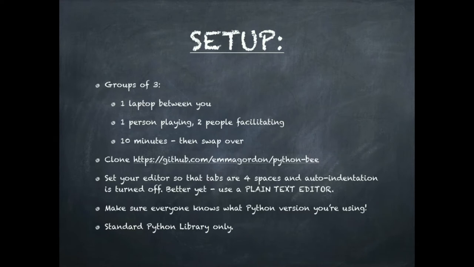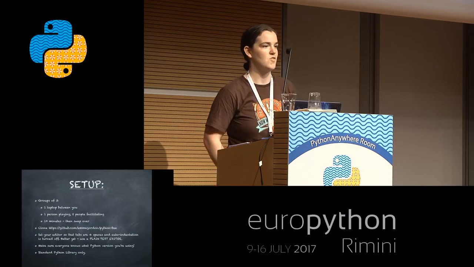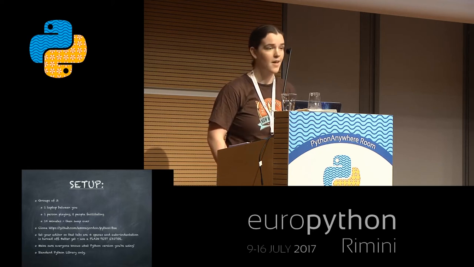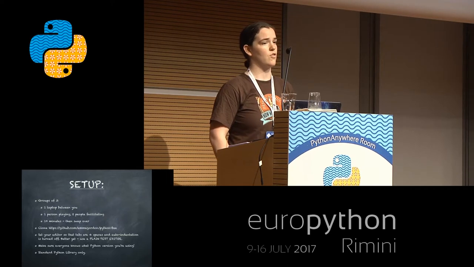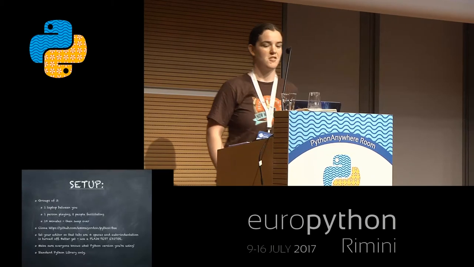The questions are up on GitHub at that link there. As I said, try and use a plain text editor or set things up so that tabs are four spaces, auto indentation is off, that sort of thing. Agree on your version of Python. I've tested these questions with both 2.7 and 3.6, either should be fine. Obviously, you need to know which one it's set to use. And standard Python library only. And yeah, have a go. Get into groups. If anyone's got any questions, put your hand up and I'll come around. But yeah, let's get started.